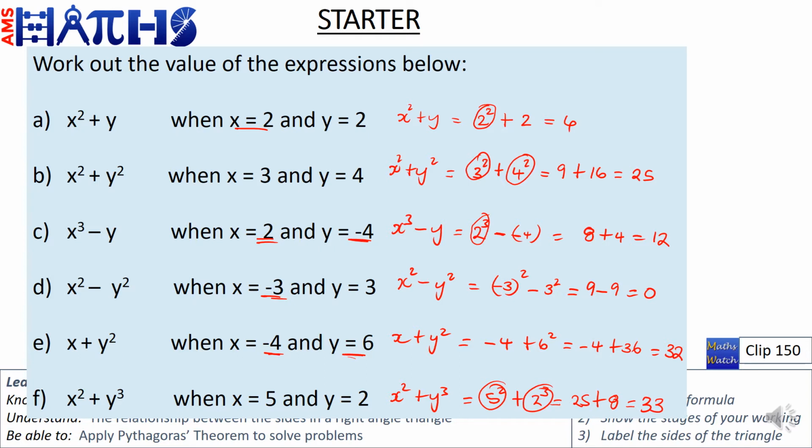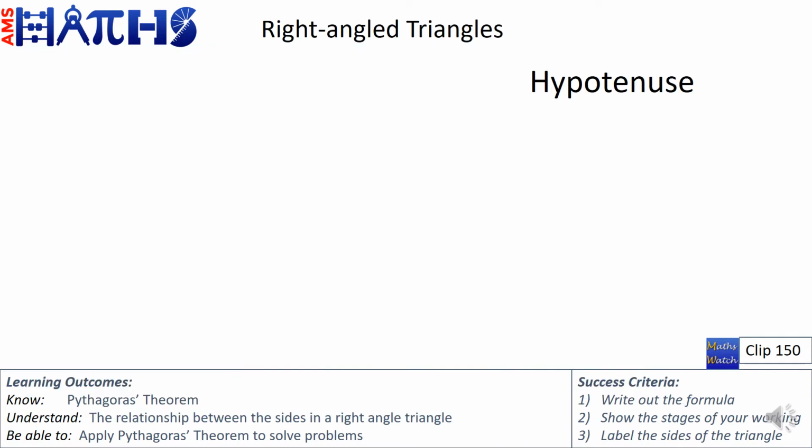Now we're going to look at the Pythagoras' theorem. Okay, when we're going to look at the Pythagoras' theorem, it is only linked to right angled triangles. It does not work for any other triangles, okay? So Pythagoras' theorem is linked to right angled triangles.